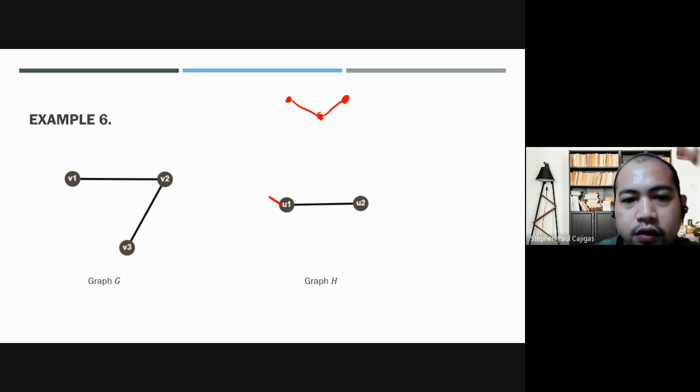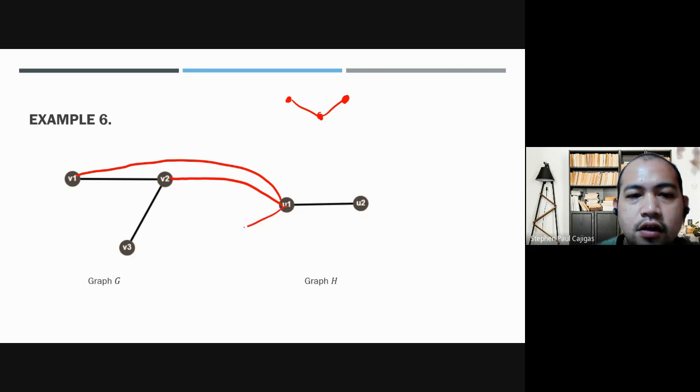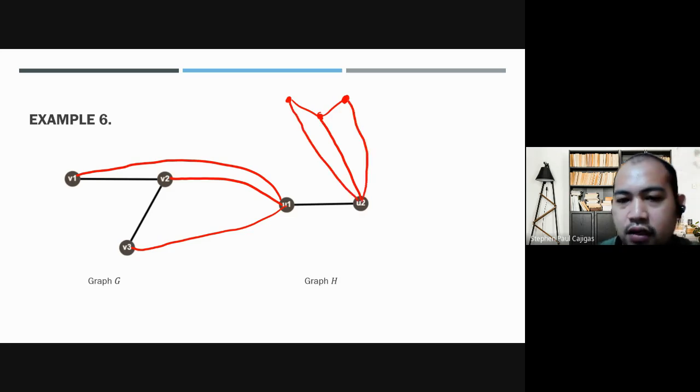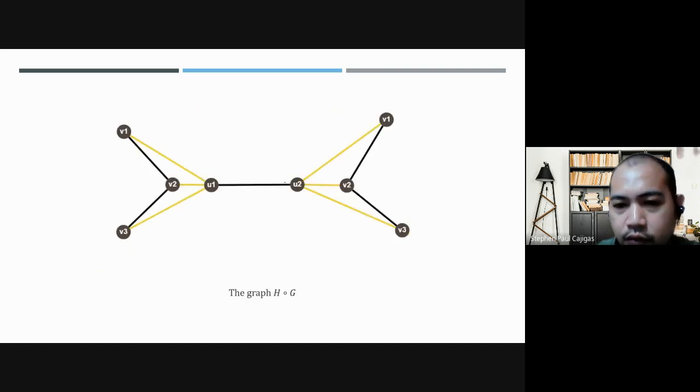Then U1 is connected to all of the vertices of the first copy. Then U2 is connected to all of the vertices of the second copy. So basically, again with isomorphism, that is one possible appearance of our graph H circle G. So again, that is H. So in the first graph, we draw it.